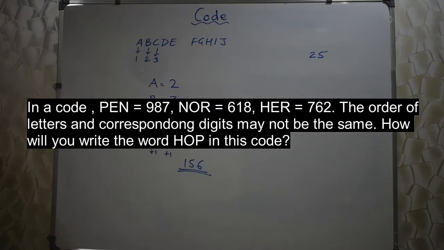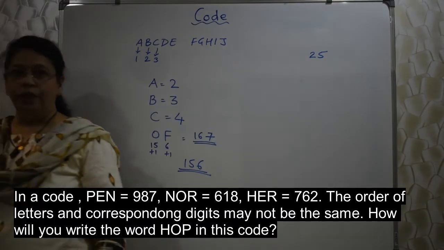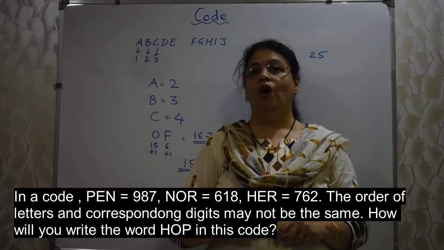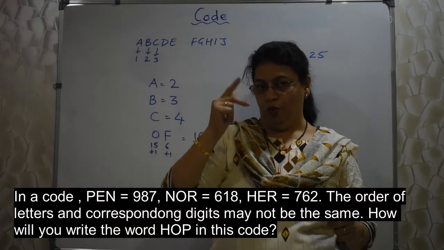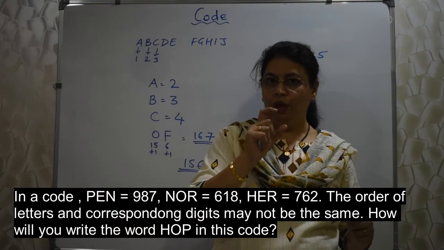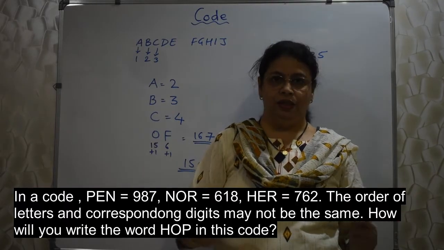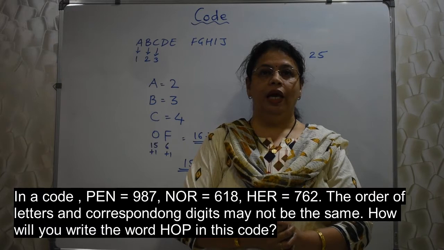In a code, PEN is equal to 987, NOR is equal to 618, HER is equal to 762. The order of letters and the corresponding digits may not be the same. How will you write the word HOP in this code? Students, I expect you to pause the video, solve this sum, find the common and see, find out the value or the code for each letter and arrive at the answer. I will give you 2 minutes. Your time starts now.